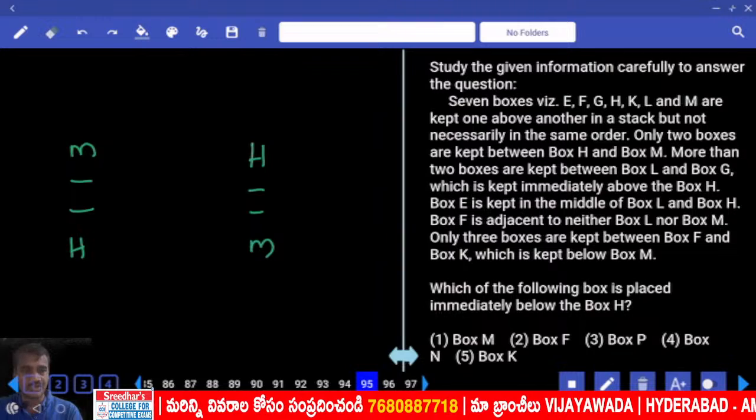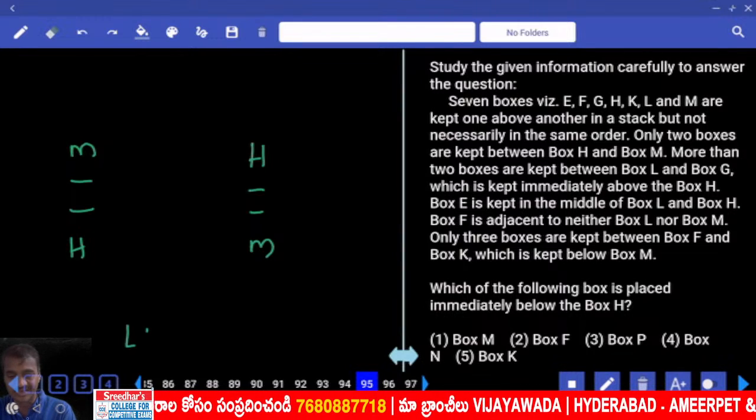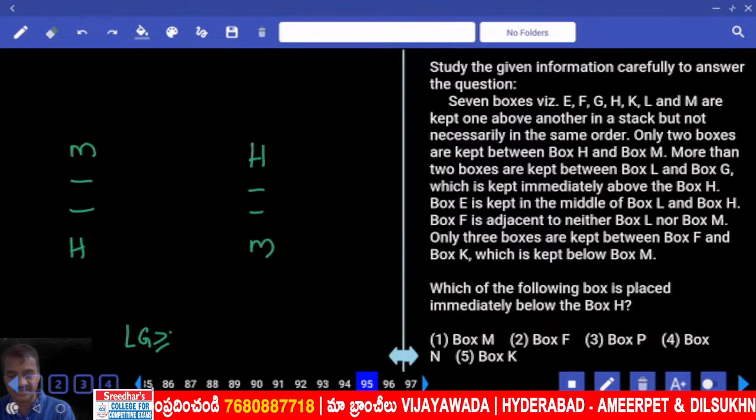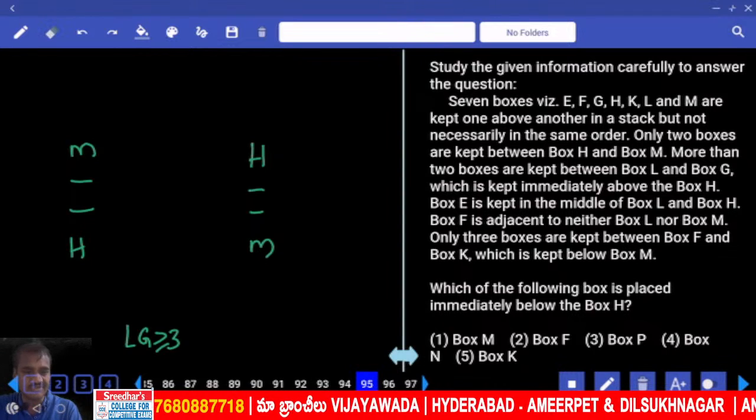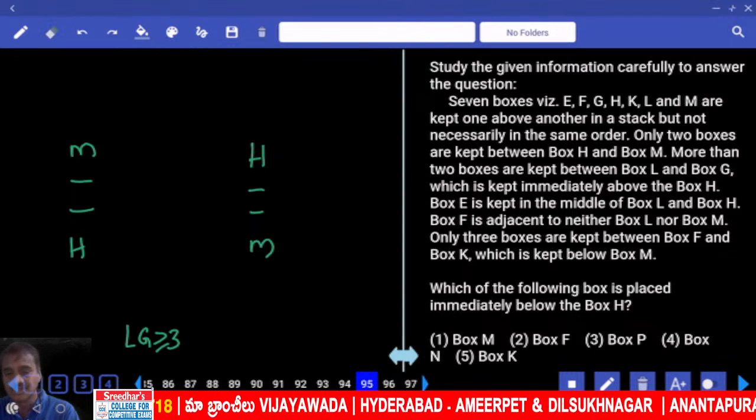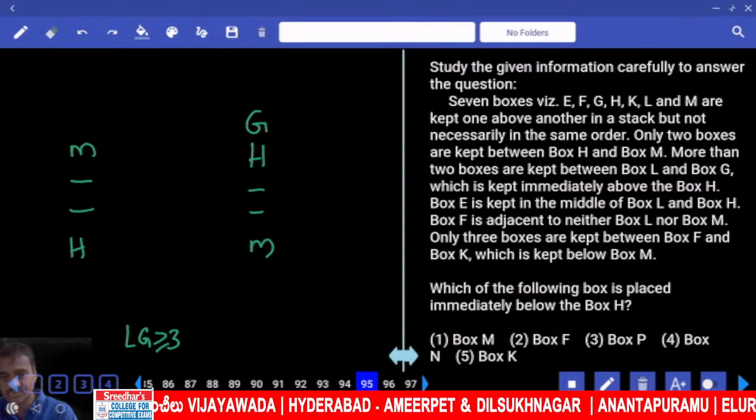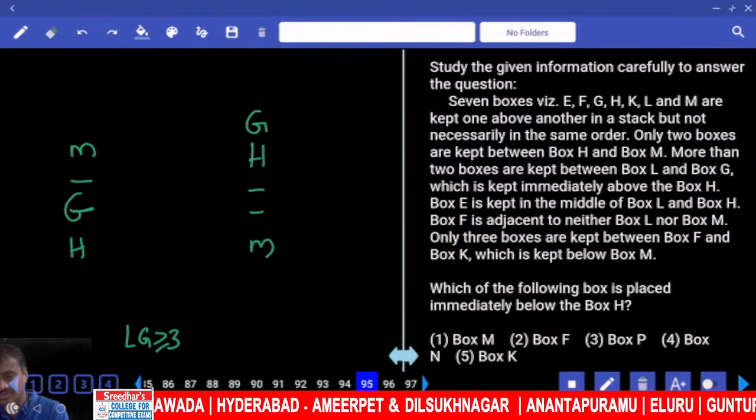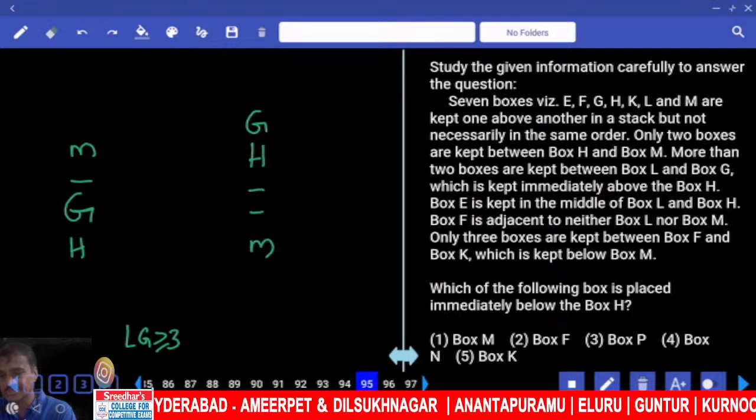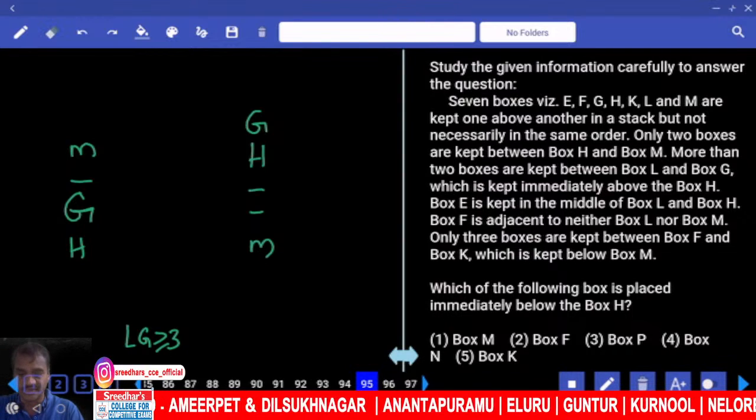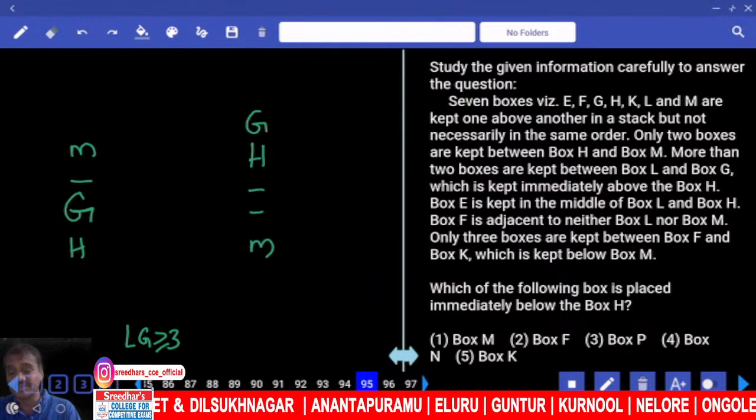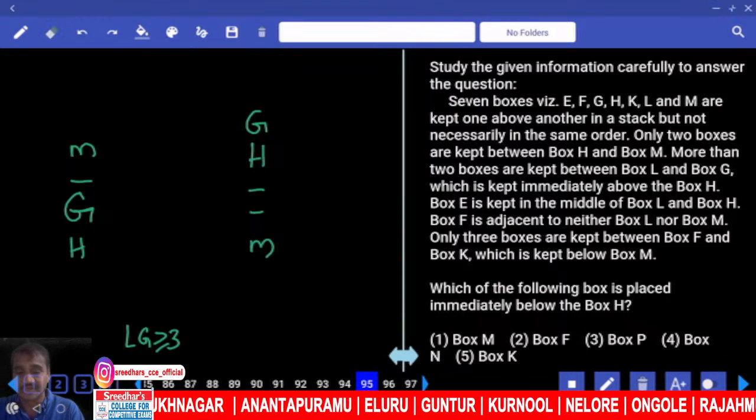And more than 2 boxes between L and G. Now between L and G, how many? More than 2 means greater than or equal to 3. And G is kept immediately above H. Now G is kept immediately above H. Then now in between L and G, how many were there? There must be greater than or equal to 3.